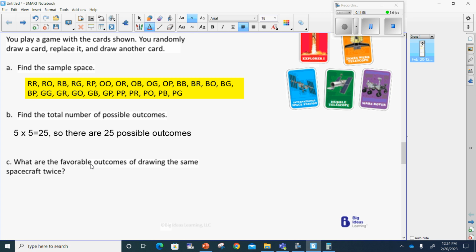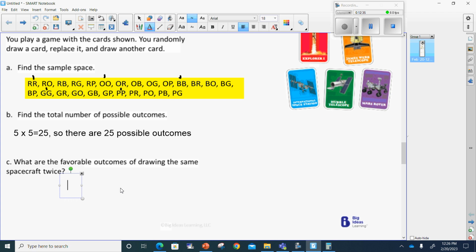The same spacecraft twice. So this is going to be a little bit more complicated. Using a table, if you put all these down here, you would be able to identify which ones they were. But when you think about the favorable outcomes of drawing the same spacecraft twice, that would be red, red, orange, orange, blue, blue, green, green, and purple, purple, right? So that's it. Let's see, it wasn't as complicated as I made it out to be.